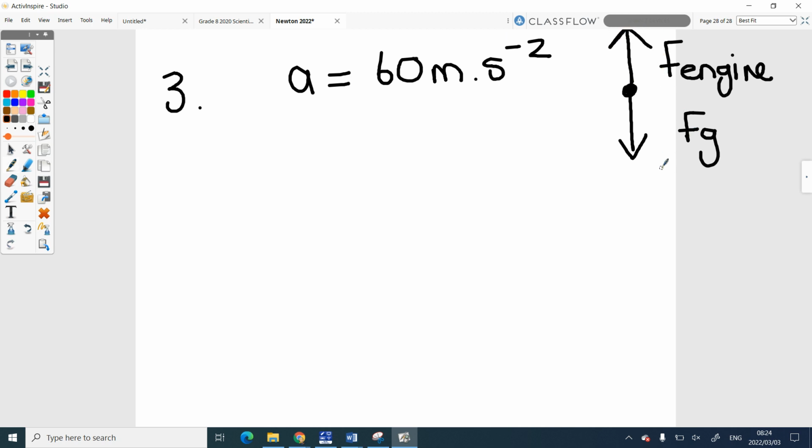If your diagram is unsure, if you know that you're not very good at drawing these things, just write at the bottom of this, F engine is bigger than FG. Have I now shown the relative sizes? I have, because I'm writing it down for you. You can always do that. If you're not sure that they're going to see it from your diagram, write it down.